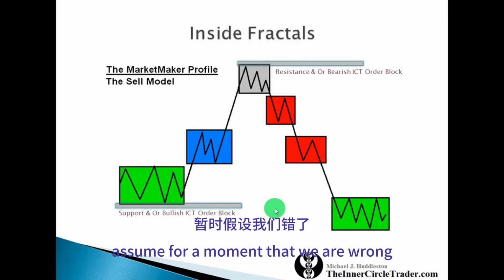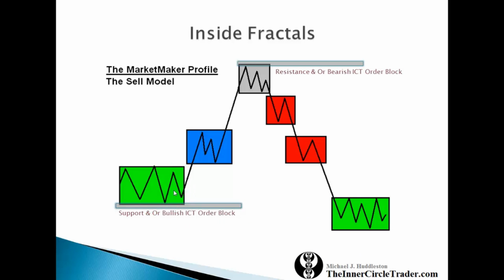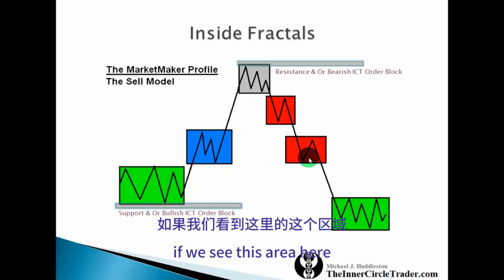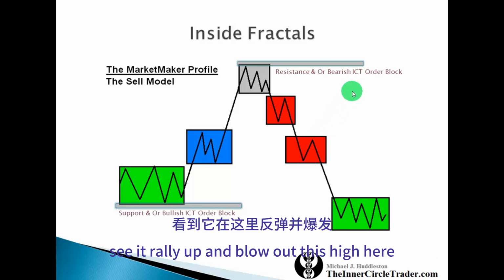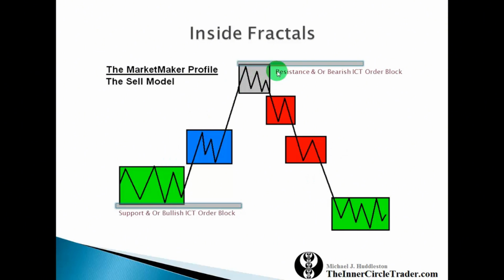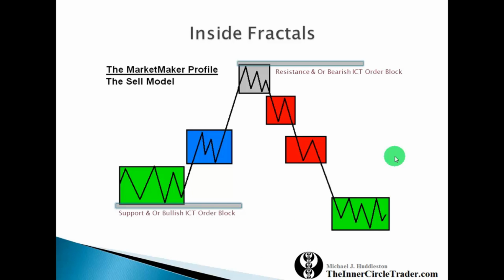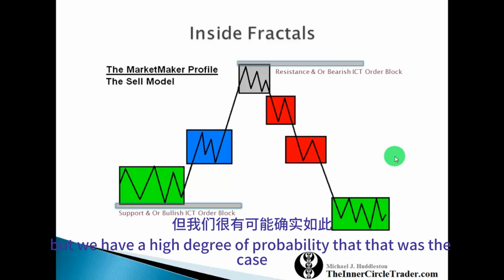Assume for a moment that we are wrong and we didn't see this as the actual low in the higher time frame trend. If we see this area here rally up and blow out this high here, we know that we have most likely changed tides, at least on the higher time frame or the time frame that this fractal pattern is underway. Doesn't always mean that, but we have a high degree of probability that that was the case.